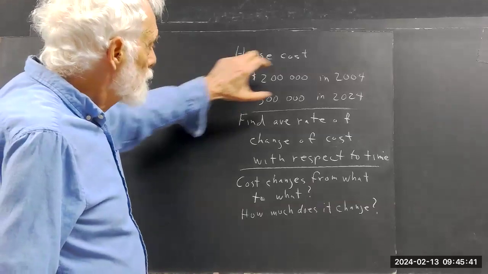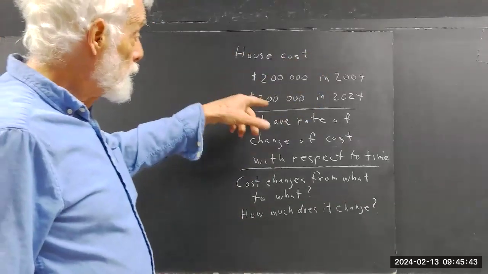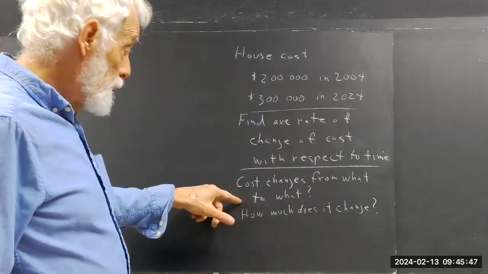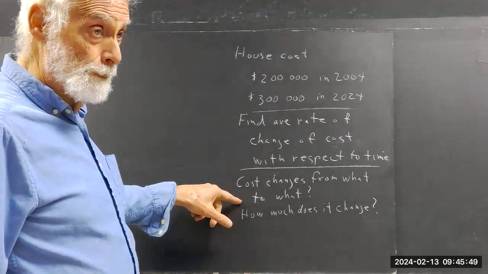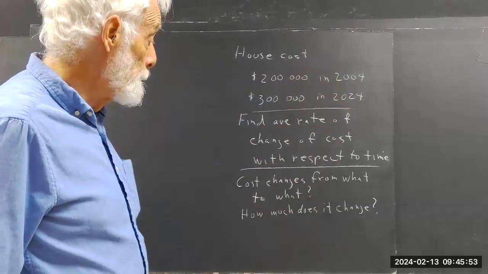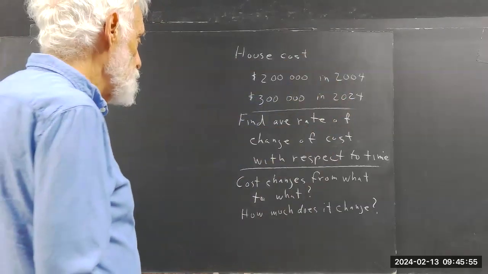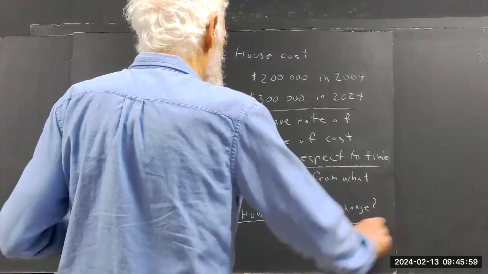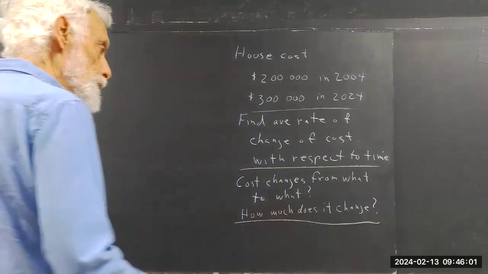So when you see something like this, something changes from something to something, and you know how long it took, you find the change in each one. In other words, you find the change in the cost. We're also going to find the change in the time. So how much does it change? We want to then answer these by writing out statements.